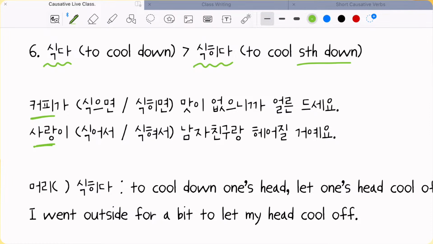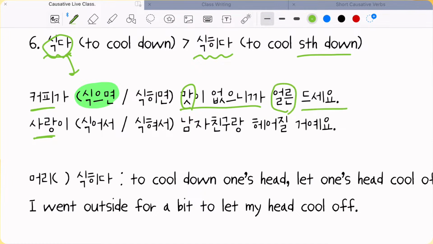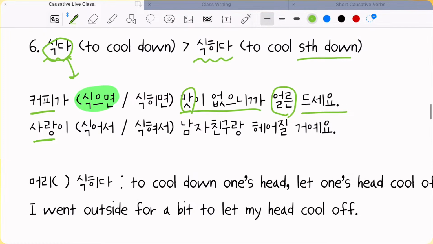사랑이 식다. 그래서 커피가, so I gave you all the hints, right? The first one you should be using the 식다 verb. So 식으면, 커피가 식으면, if the coffee cools down, then 맛이 없으니까, literally, it's not delicious. It's gonna taste awful. 맛이 없으니까 얼른 드세요.